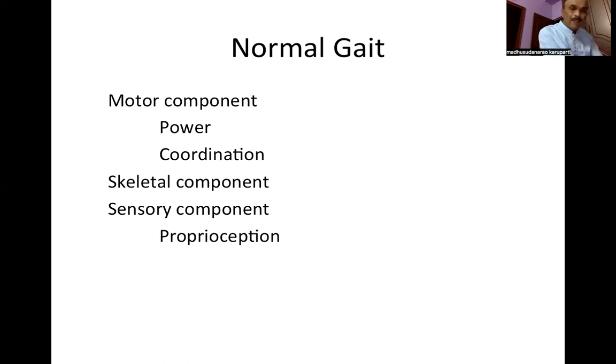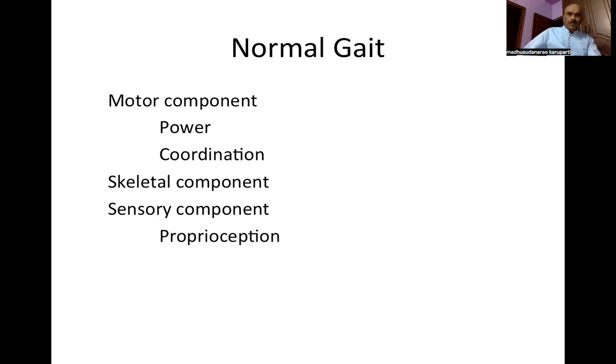Well, coordination is brought about by the cerebellum. It is very important in order to carry out the voluntary act smoothly and perfectly. Skeletal component: any disturbance in the skeletal or musculoskeletal system, or joint diseases involving the joints, can result in the non-neurological category of gait disturbance, which we are going to touch on in the course of time.